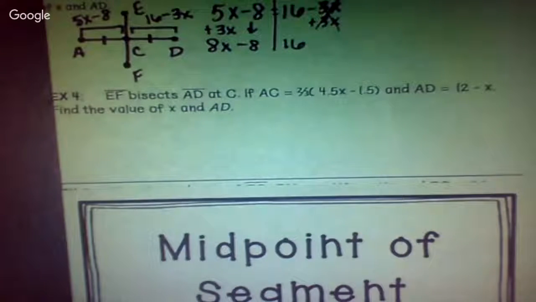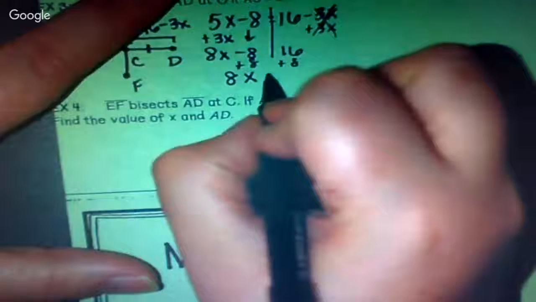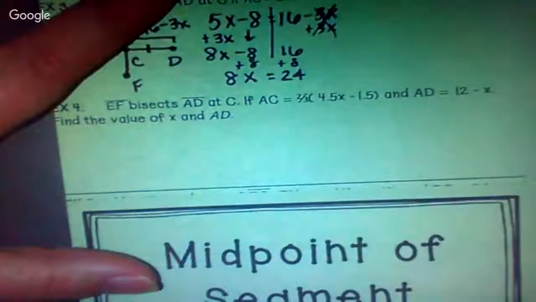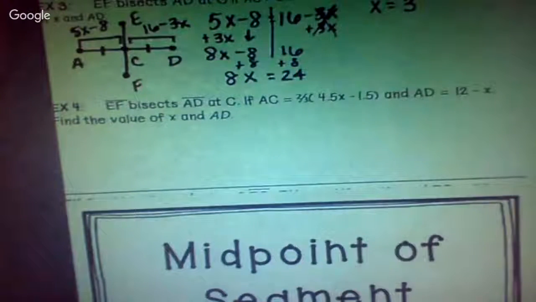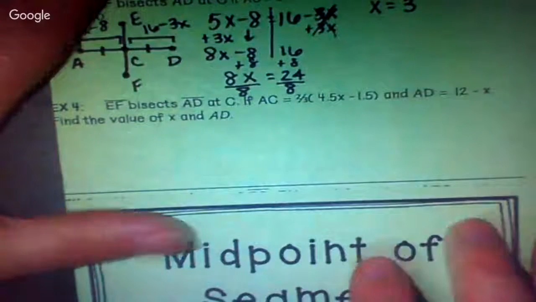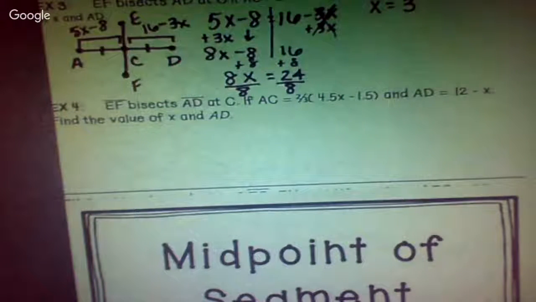Okay, now what? Add my 8. If I move my x's to the left, my numbers need to go to the right. So I add 8 to both sides. 8x equals 24. And yes, x is going to equal 3. What do I need to do to make x equal 3? Divide by 8. Good. So x is going to equal 3. Well, we answered the first part of the question. Okay. Now we need to find AD.